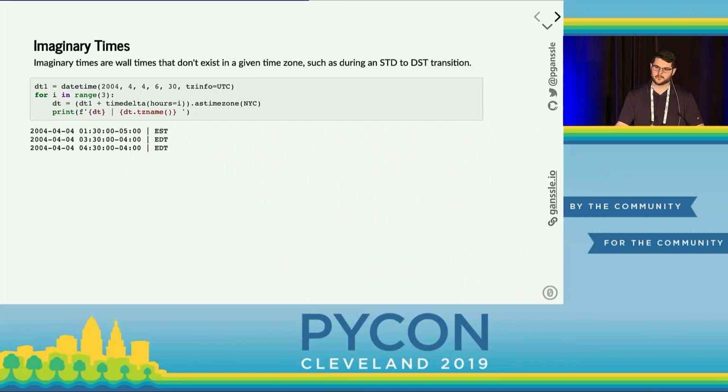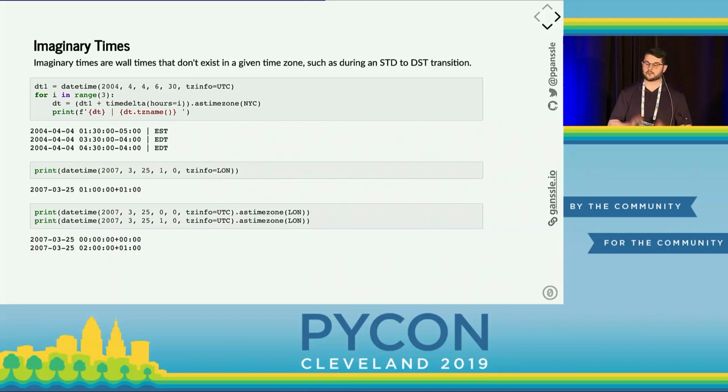So an imaginary time is a wall time that doesn't exist in a given zone. This happens when you push your clocks forward by 1 hour. So it'll be 1:30, and then 1 hour after that is actually 3:30. So Python is fine with you constructing a datetime that says 2:30 in New York, or apparently 1 a.m. on March 25th, 2007 in London. So this 1 a.m. date that someone passed actually doesn't exist, right?